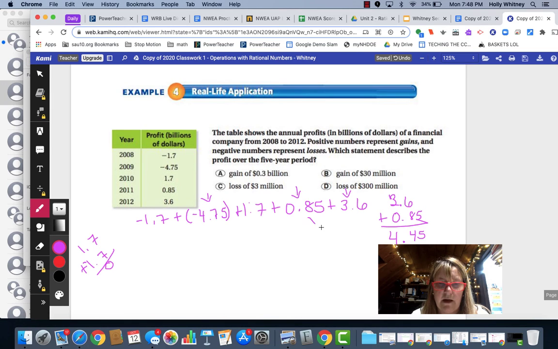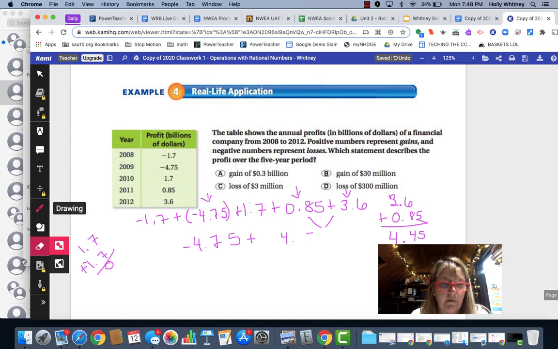So I added these together. So now I have negative 4 75/100 plus the 4 75. No, 45/100. Oops, sorry guys. Let me erase that. Apparently I have to wait a little while to erase one. Okay, so plus 4 45/100.